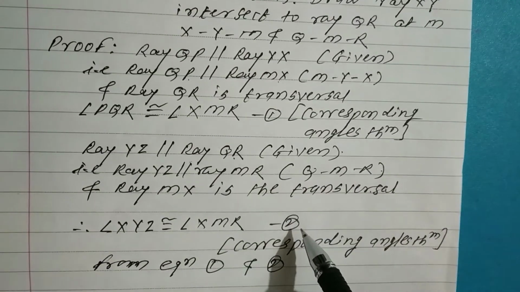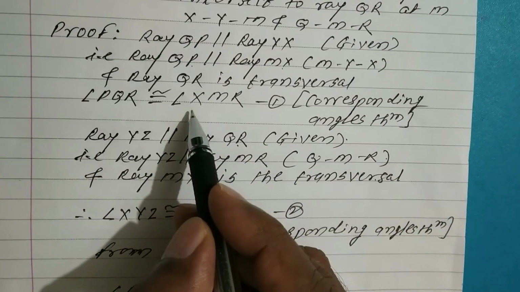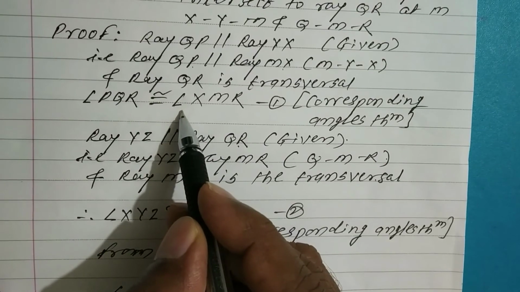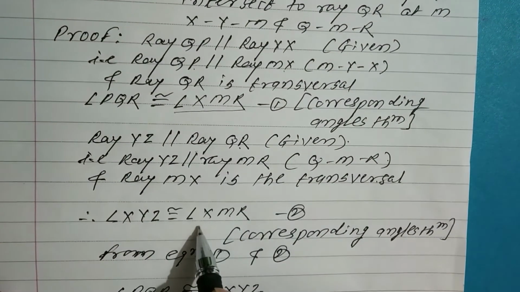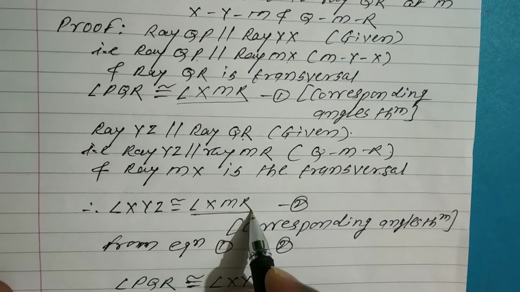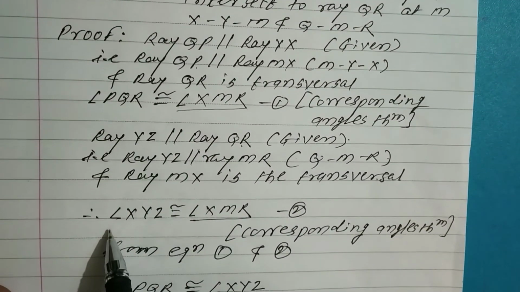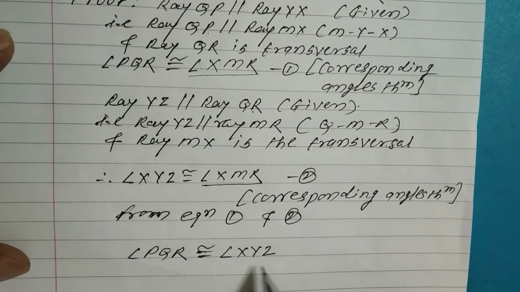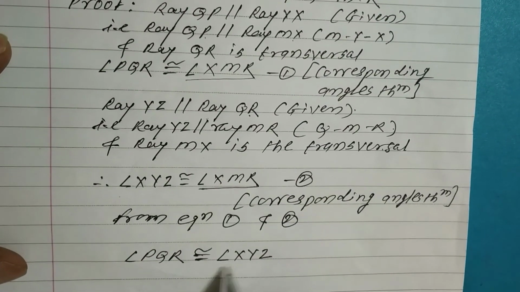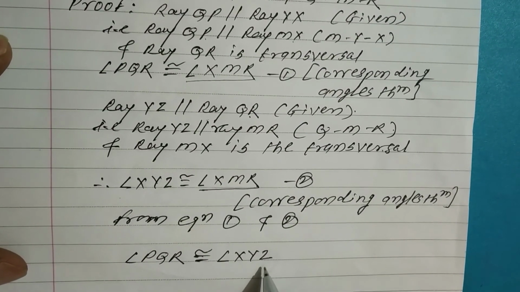From equation 1 and 2, on the RHS angle XMR, here also angle XMR, both are same, therefore angle PQR and angle XYZ are congruent, angle PQR congruent to angle XYZ.